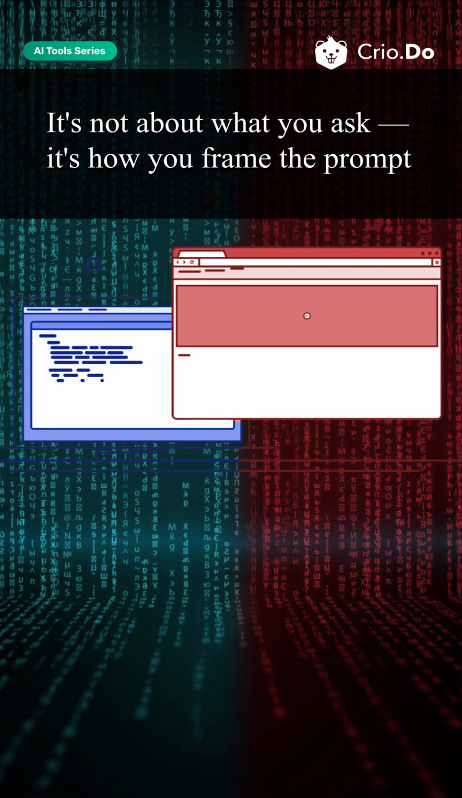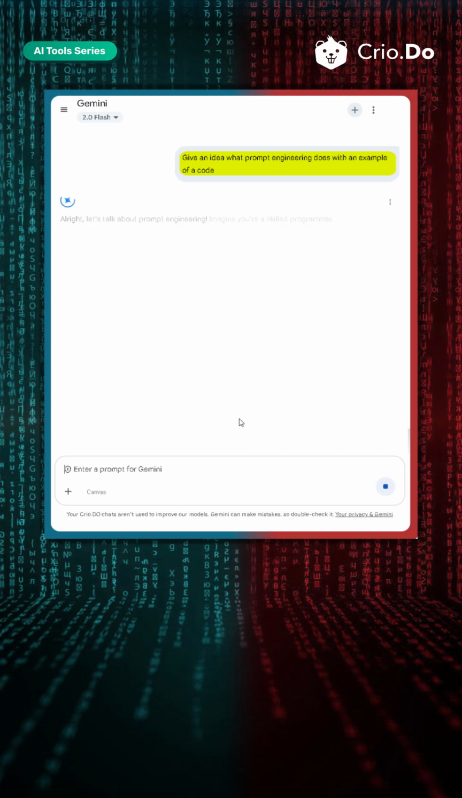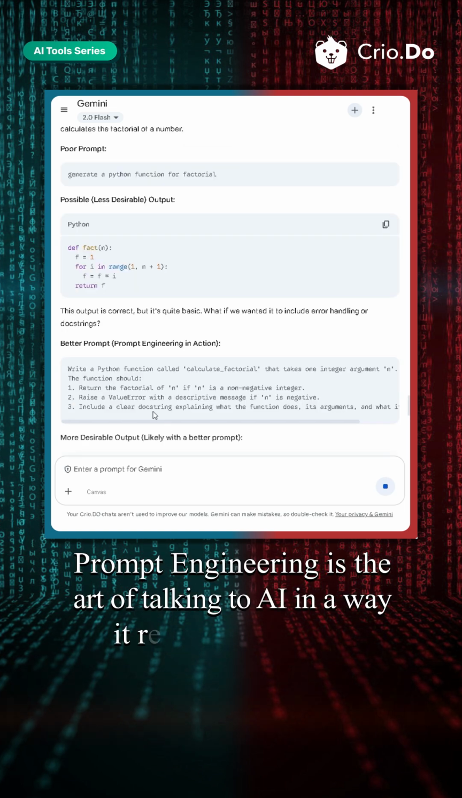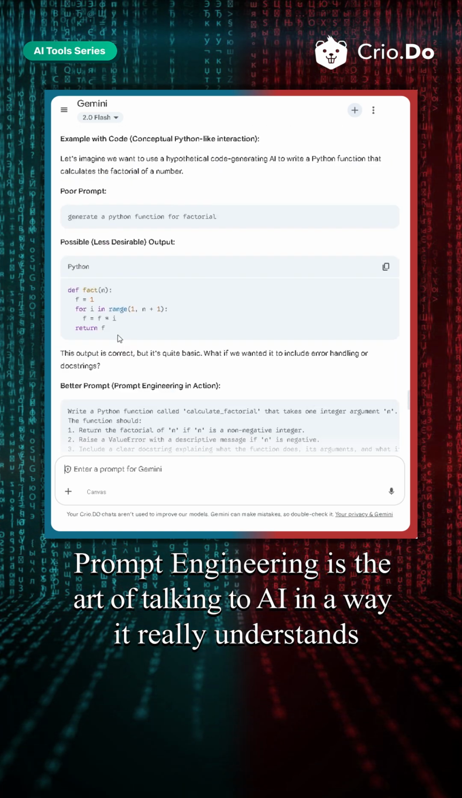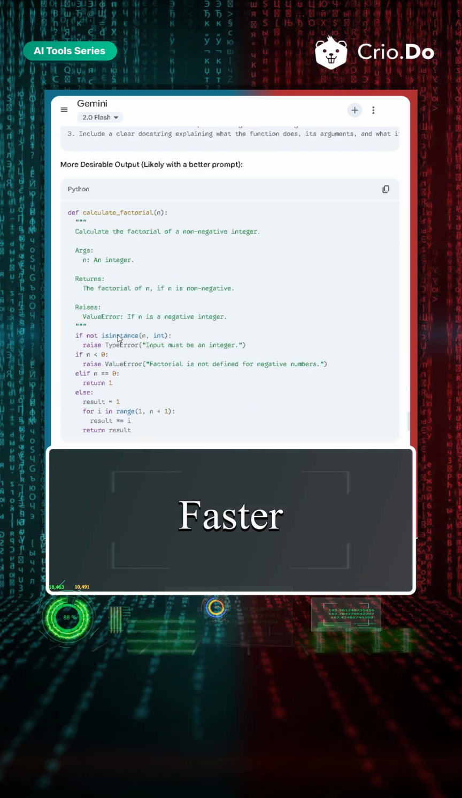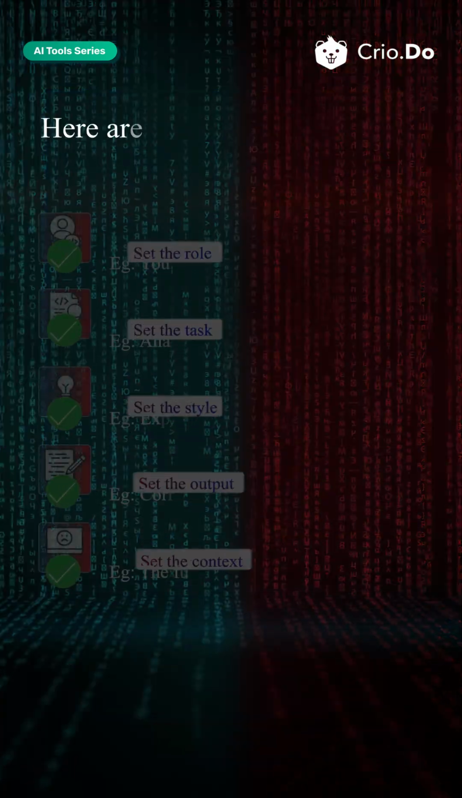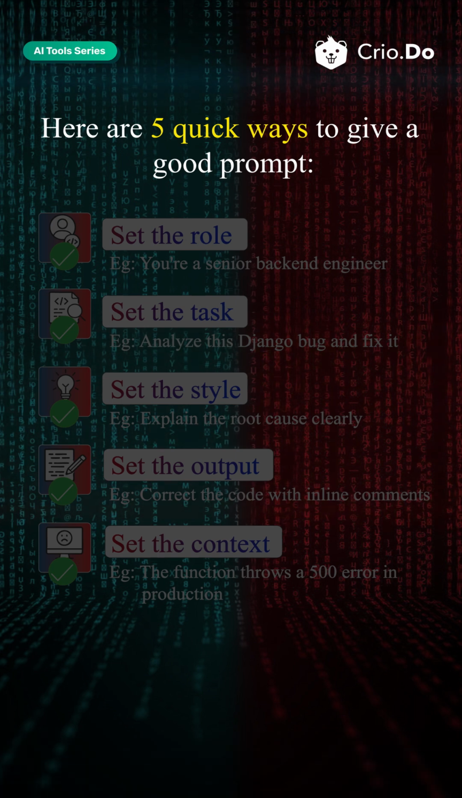That's where prompt engineering comes into play. But what is prompt engineering? Prompt engineering is the art of talking to AI in a way it really understands, so it gives you smarter, faster, and better results. Here are 5 quick ways to give a good prompt.